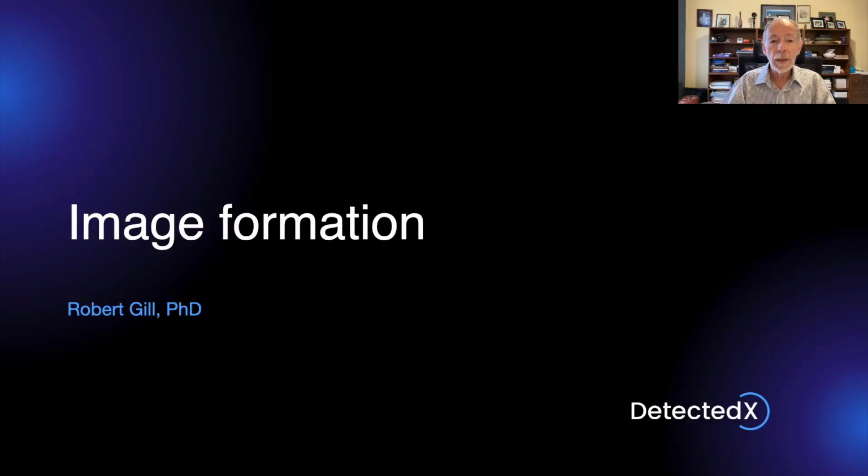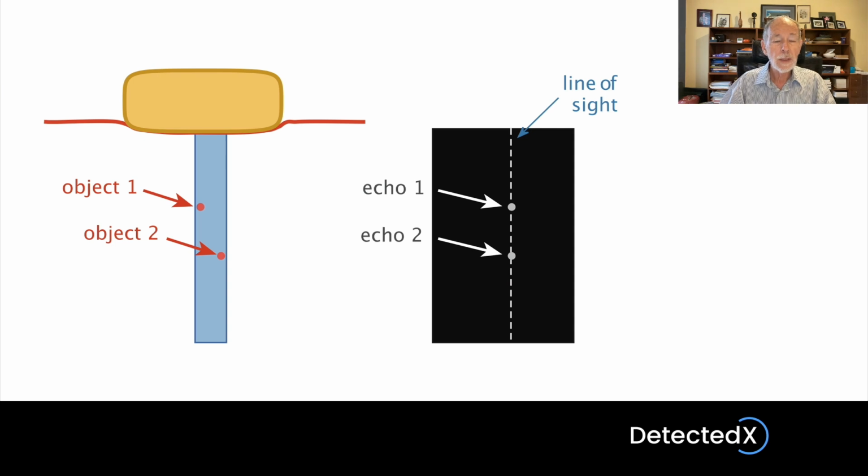We'll look now at how the machine actually forms an image. This diagram shows a linear probe sitting on the skin surface. I've drawn the beam in a very simplified fashion. The ultrasound beam, in fact, varies in width as it travels deeper into the tissues. So it will narrow down to a focal point and then spread out again. But for simplicity, I've just drawn it here as having a constant width.